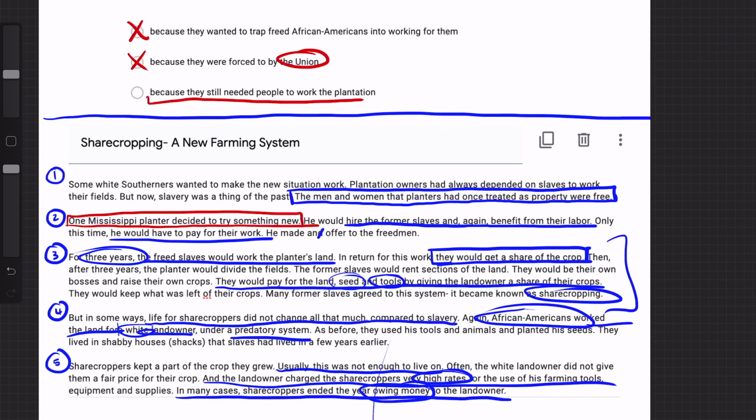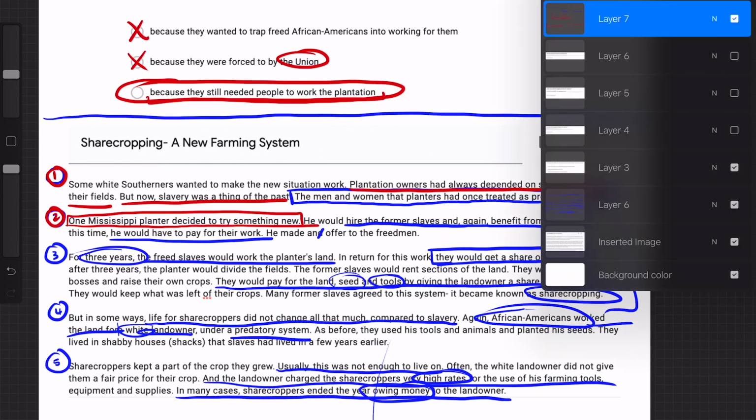Because they still needed people to work the plantation. I think this is the answer, simply because it applies to what we read in paragraphs 1 and 2, about how they still need someone to work the land. Where was it? I just saw it. "Plantation owners have always depended on slaves to work their fields, but now slavery is a thing of the past." They still need people to work the plantation.